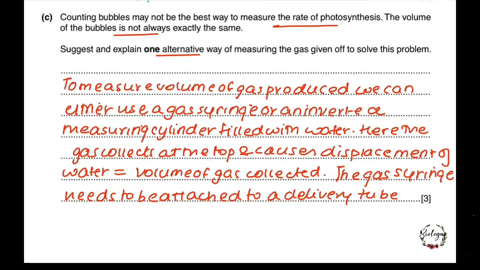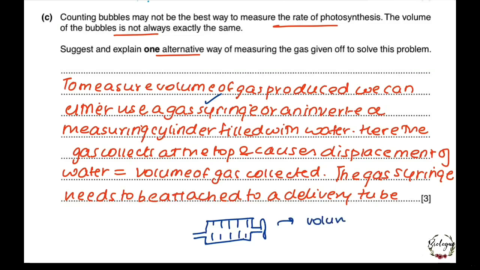The next question: counting bubbles may not always be the best way to measure the rate of photosynthesis, because the volume of the bubbles may not always be the same. That is true, the volume of bubbles may vary. Alright, so suggest and explain one alternative way of measuring the gas given off to solve this problem. To measure the volume of the gas produced, we can either use a gas syringe or an inverted measuring cylinder filled with water. A gas syringe looks somewhat like this. It looks like a common syringe, but it has graduations, and you'll be able to measure the volume of gas using this.